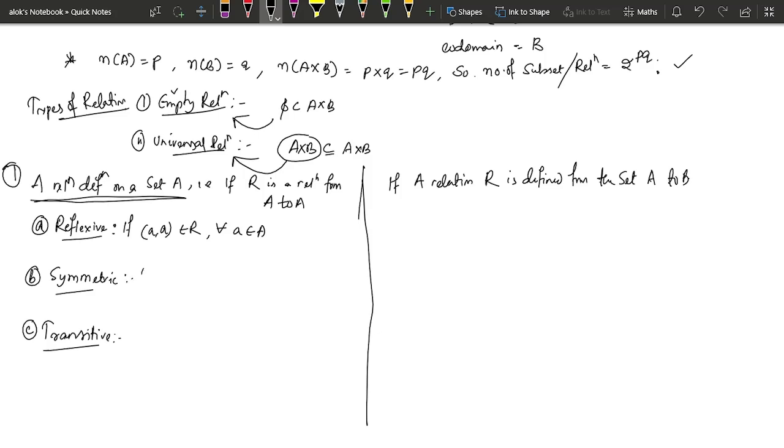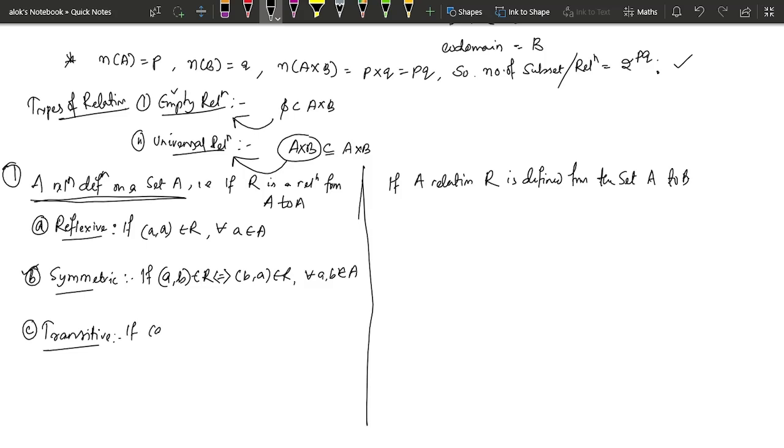Then what is symmetric? If (a, b) belongs to R implies (b, a) belongs to R for all a, b belonging to A, then we say the relation is symmetric. If for all (a, b) belonging to R the ordered pair (b, a) also belongs to R, then we say the relation is symmetric.